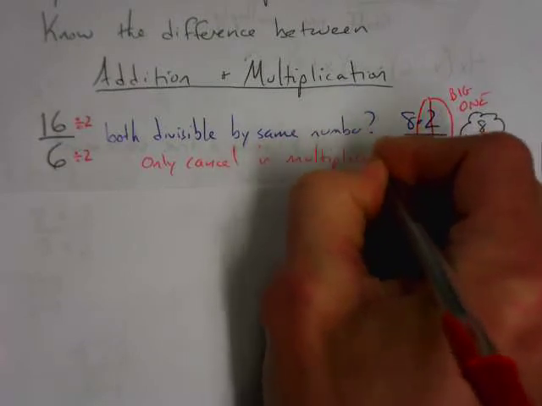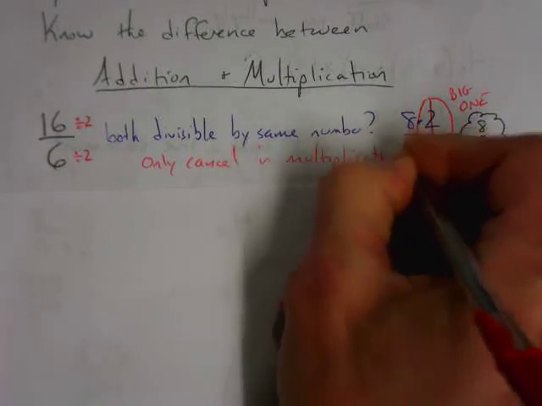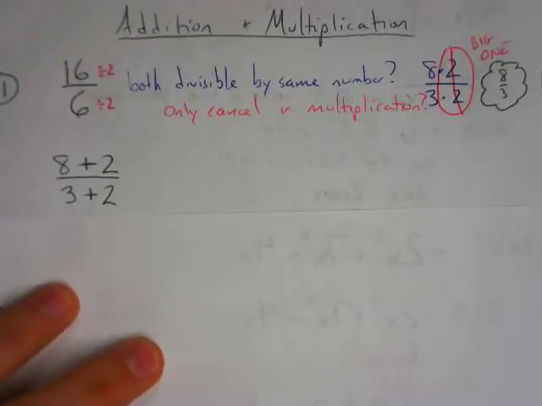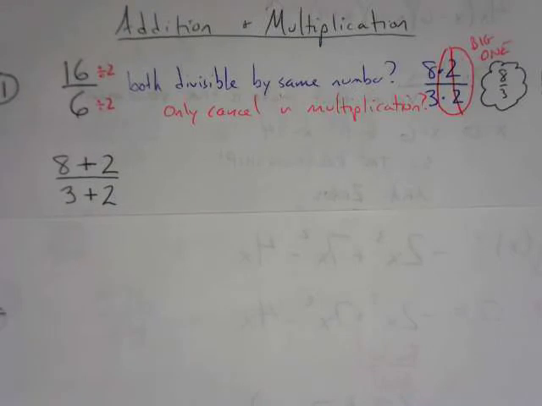And we may ask, why? Why can we only cancel in multiplication? Well, let's look at this. Let's say I had this other example. How is it that we can only cancel in multiplication?